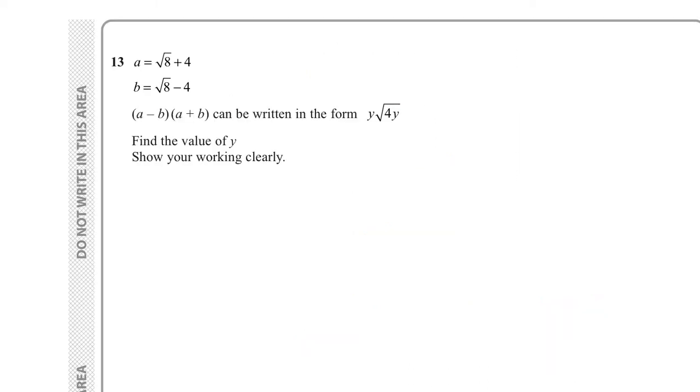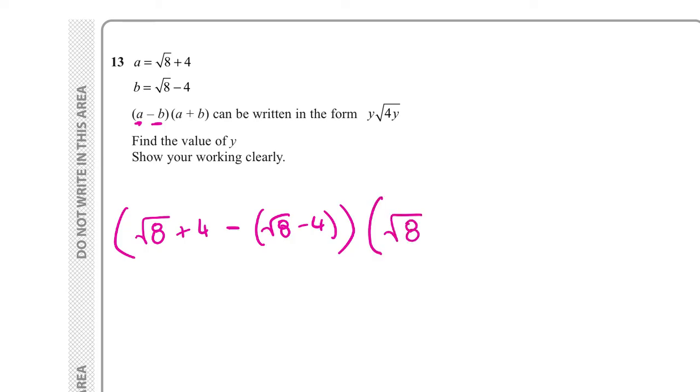Okay, question 13. A is root 8 plus 4, B is root 8 minus 4, and A minus B can be written in the form y root 4y. Find the value of y. So first of all, A minus B. Well, what is A? Root 8 plus 4 minus root 8 minus 4, because that's B, right? So I've done this, A minus B. And then we have A, root 8 plus 4, plus B. Maybe I'll put these brackets around the A and B. Okay? Now, if you'd have done this, you would have got 1 mark.